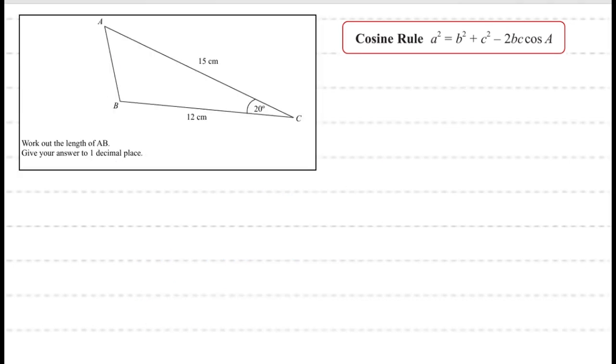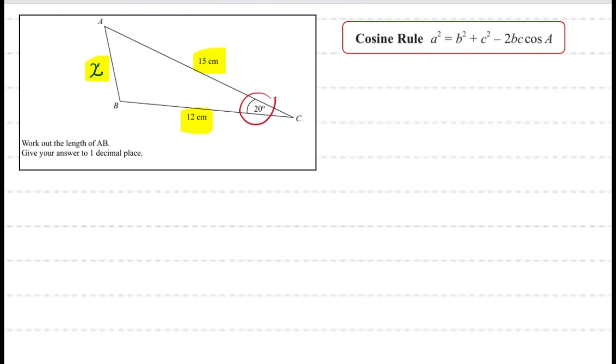Another exam question which is very similar to the previous one. Work out the length of AB and give your answer to one decimal place. Since the length of AB is unknown, we write x for it. Now we see that we have 1, 2, and 3 sides and one angle. Therefore, we meet the conditions for using the cosine rule.